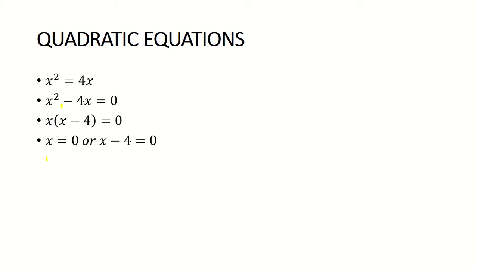Now the first one is pretty straightforward because x is equal to 0, but in the second factor you have a linear equation. You have to transpose that minus 4 to the right hand side and x will be equal to 4.